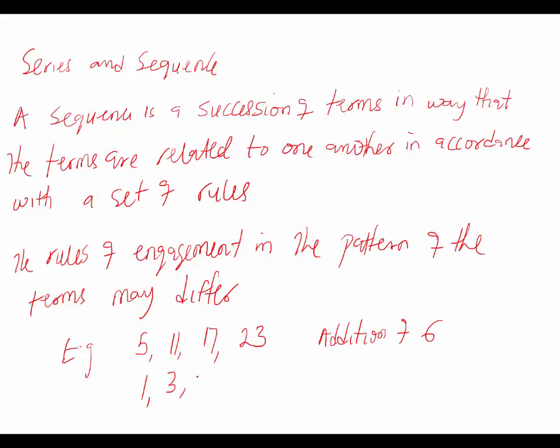Now the following one is, assuming we have 1, 3, 9, 27, then 81. So the set of rule that we used here is 3 to the power n minus 1. That is what is being used. Now let me give you an example. If I want to get the first one, I'm going to say 3 raised to power 1 minus 1. If you look at it, it will be 3 raised to power 0, and anything raised to the power of 0 will give you 1.